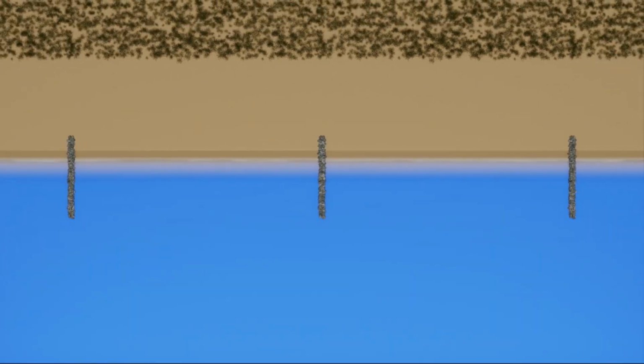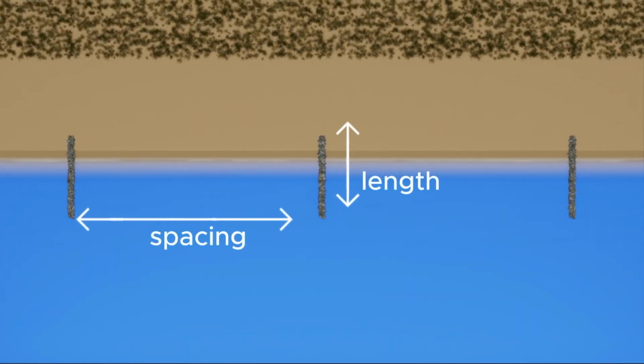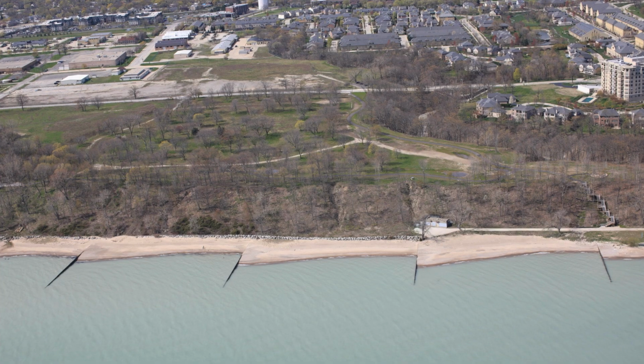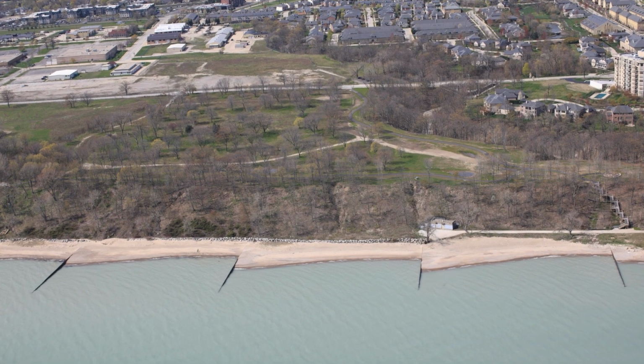The ratio of groin length to spacing between groins is a key design feature. Longer groins trap more sediment but are also more costly. Wider spacing between groins may cause less sediment to accumulate.